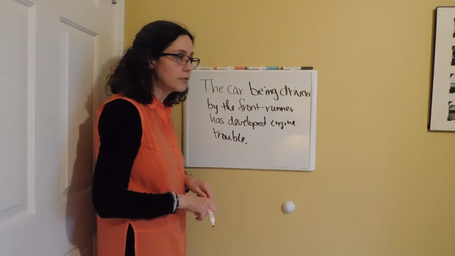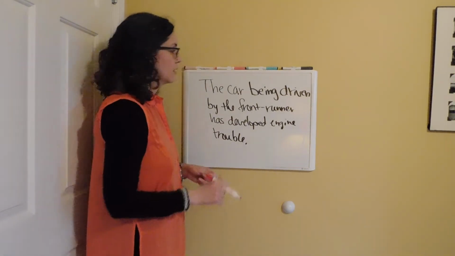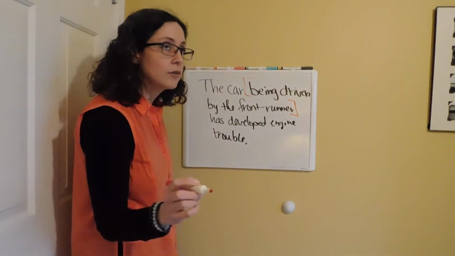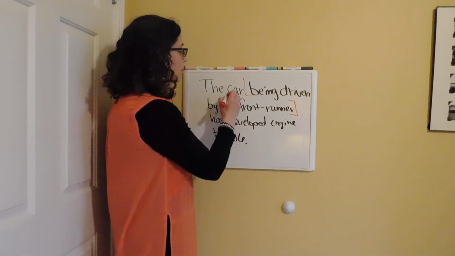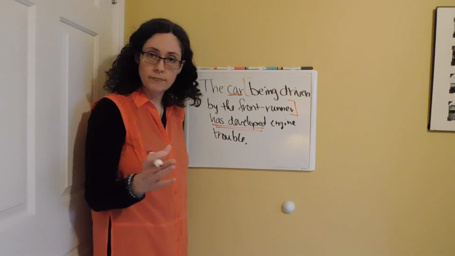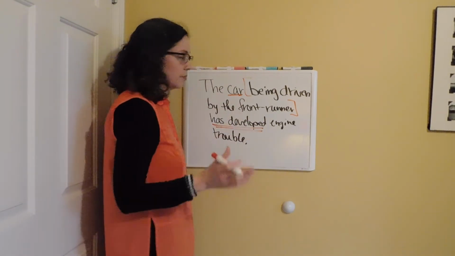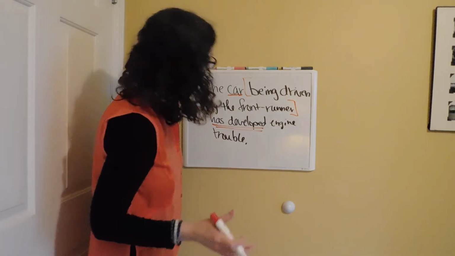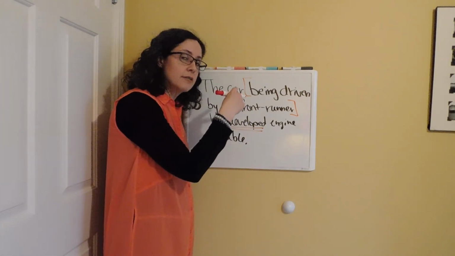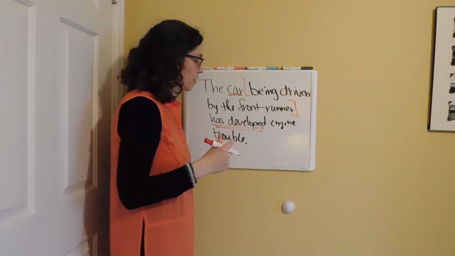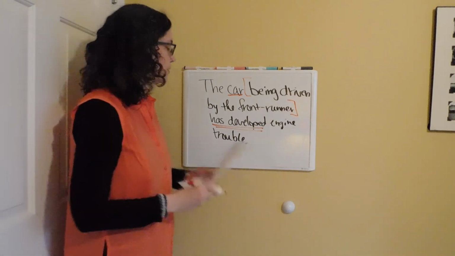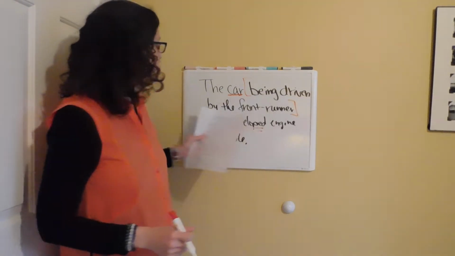Alright, so pull your dependent clause out first. The dependent clause is being driven by the front runner. Alright? So your main clause, or the independent clause here, is the car, subject, has developed, verb, engine trouble. So you could just say that, the car has developed engine trouble, and that would be a sentence and you would be done. But you're actually talking about a car race. So you have added an adjectival clause that is in the passive voice, being driven by the front runner, in order to specify.